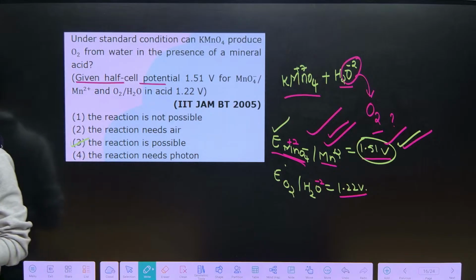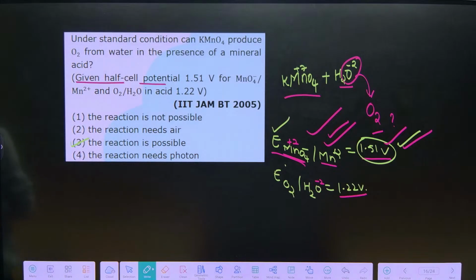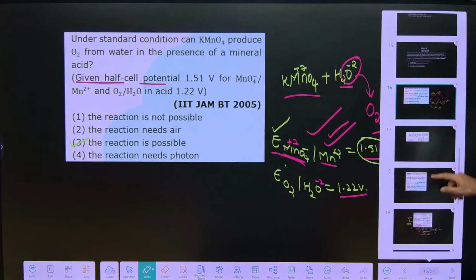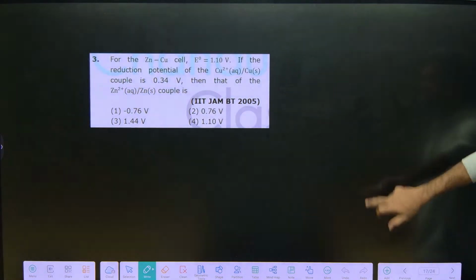Okay, is this clear or not? Guys, is this clear or not? Right, if this is clear, let us move forward. Look at one more question.